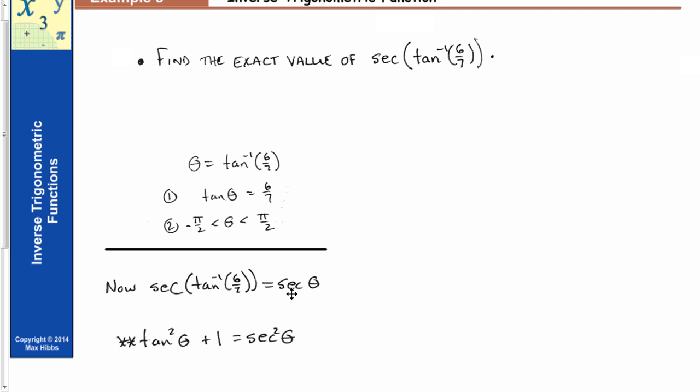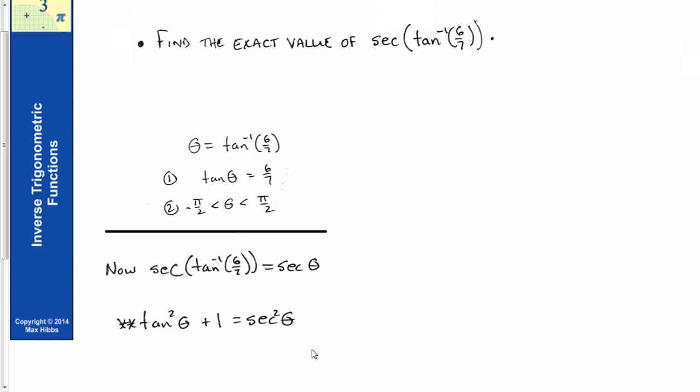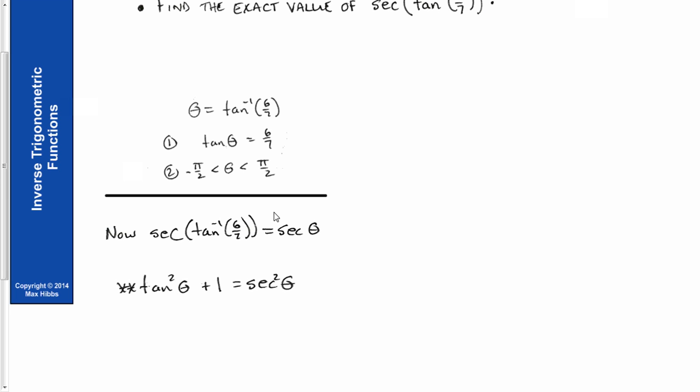So my thought process is I need an identity that deals with both tangent of theta and secant of theta only. I can replace tangent of theta and then solve for secant of theta. And that identity is one of the Pythagorean identities. Tangent squared theta plus 1 is equal to secant squared theta. So from this identity, I ought to be able to find the value of the secant of theta. By doing what? Well, replacing tangent of theta with 6/7. So I have 6/7 squared plus 1 is equal to secant squared theta.